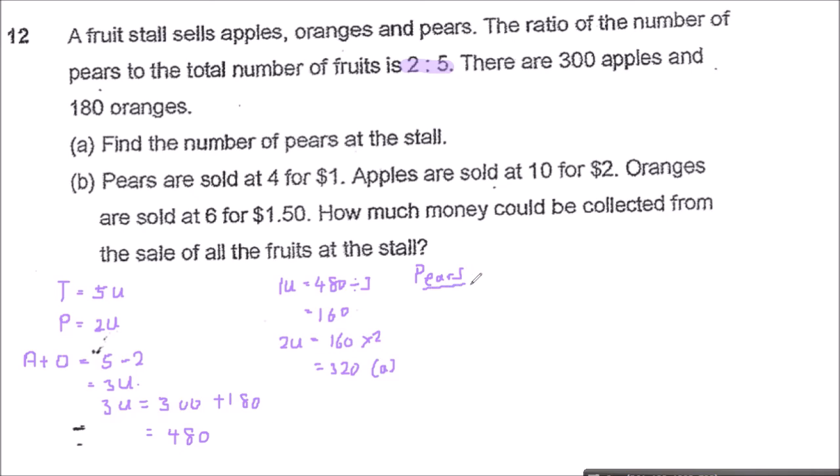first of all, we need to find out how many groups of 4 there are. So we have to do 320 divided by 4. There are 80 groups of 4. So each group of 4 is going to cost $1. So from the pears, the total sale will be $80. Okay, then we look at apples.